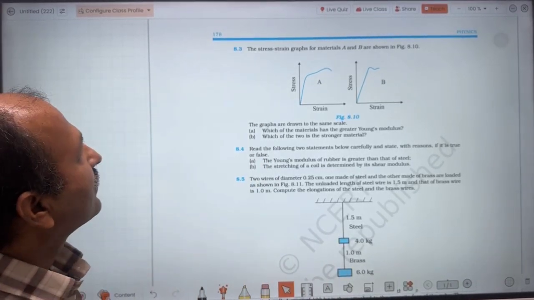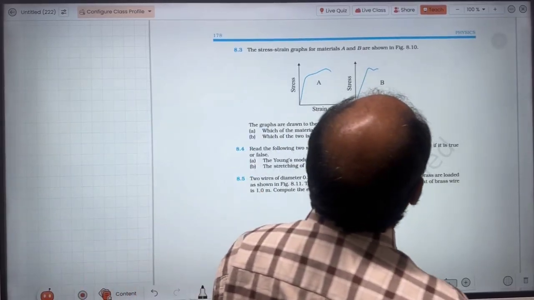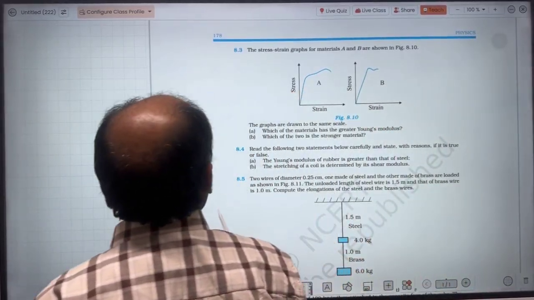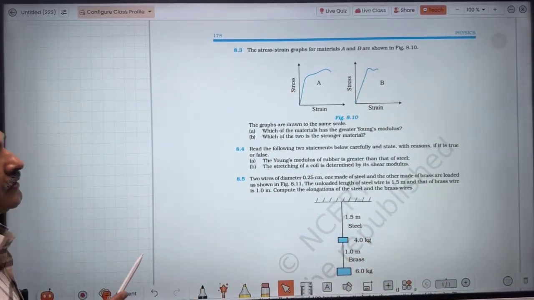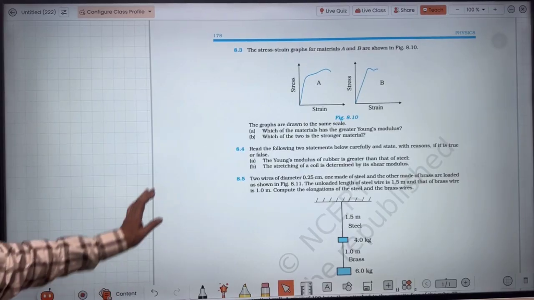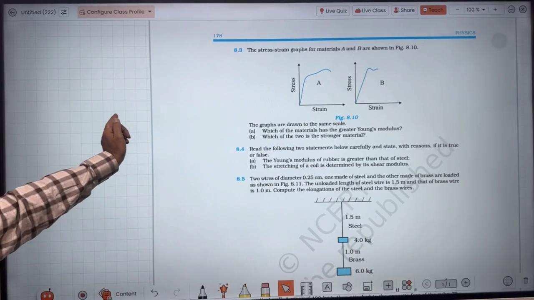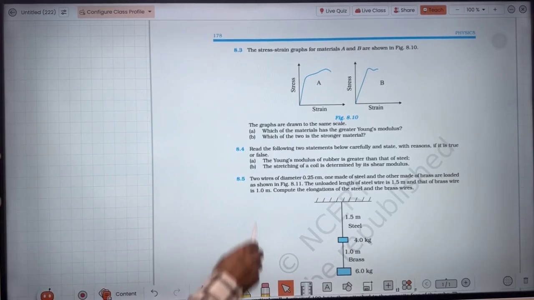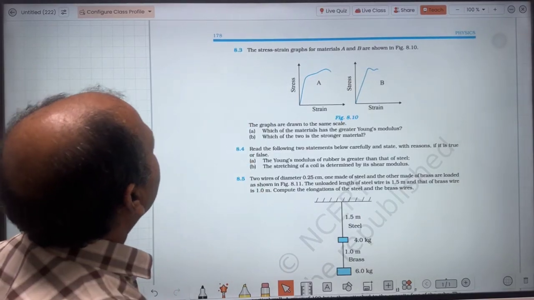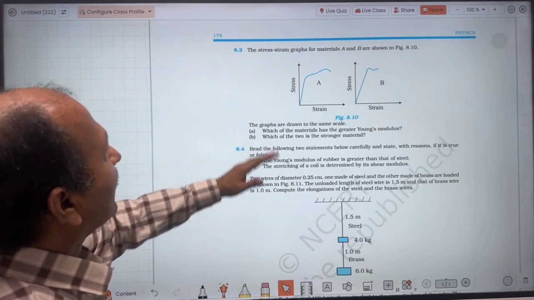Today we are going to start with chapter 8 of physics. We will do numericals on it. We have already done the chapter. So till question 8.2 we have done, and we are going to start from question number 8.3.